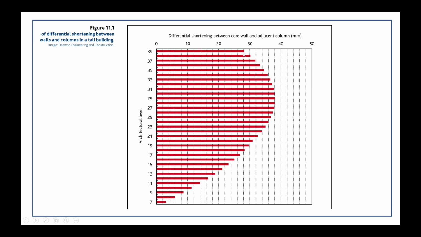Yes, the maximum or the peak value is around 2/3 of the story, around here. This is the relative shortening between the core wall and column. Differential settlement, or differential shortening, of column and core wall.